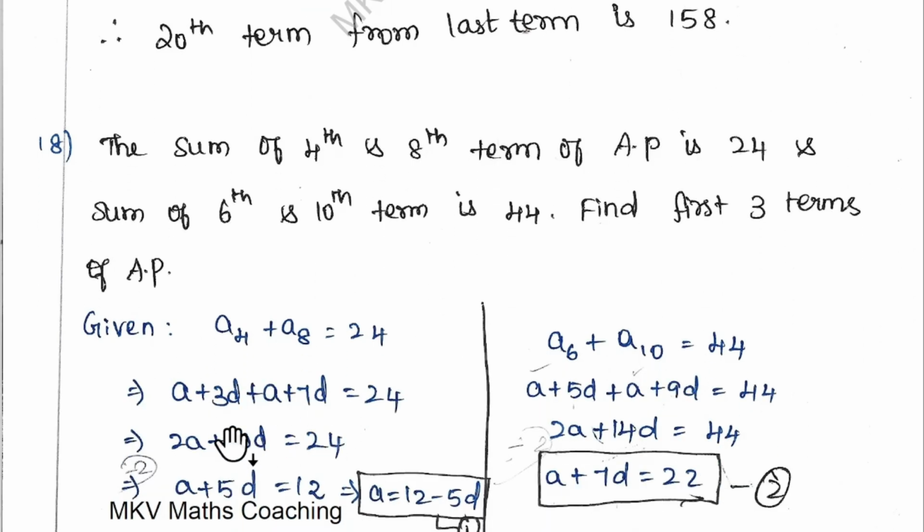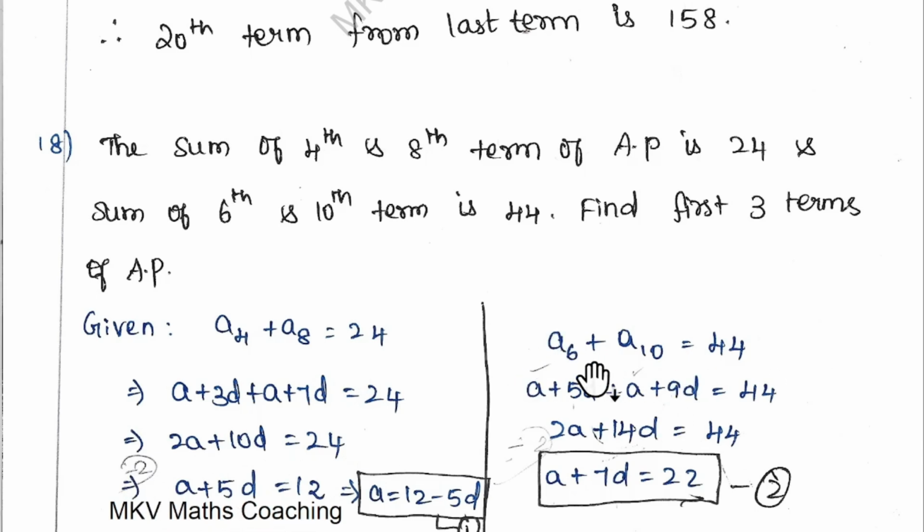So now expand this. A4 you can write as A plus 3D, A8 you can write as A plus 7D. So group the A plus A is 2A, 3D plus 7D is 10D, which is equal to 24. Everything is in the multiple of 2, right? So I am reducing the equation: A plus 5D equal to 12.